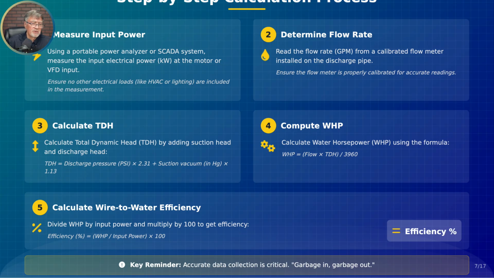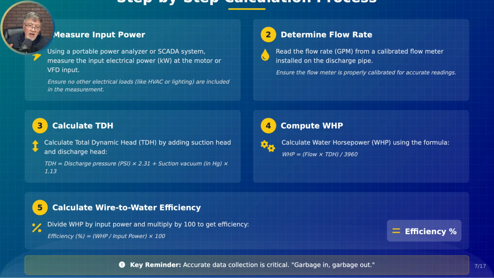So now we're going to calculate the total dynamic head by adding suction head and discharge head. Your total dynamic head equals your discharge pressure in PSI times 2.31, plus the suction vacuum in inches of mercury times 1.13.